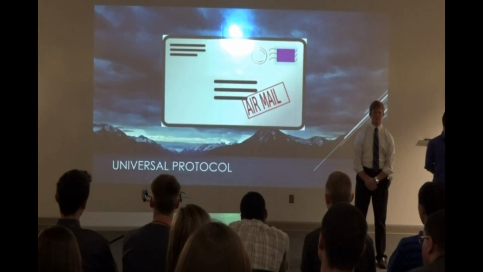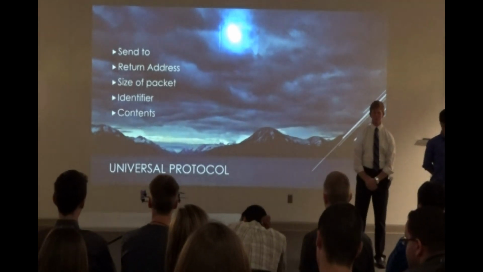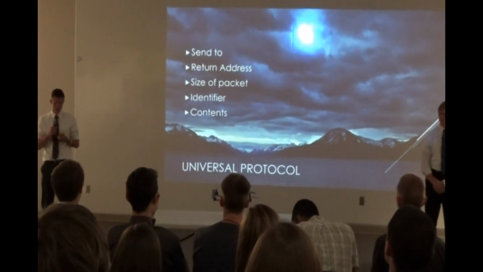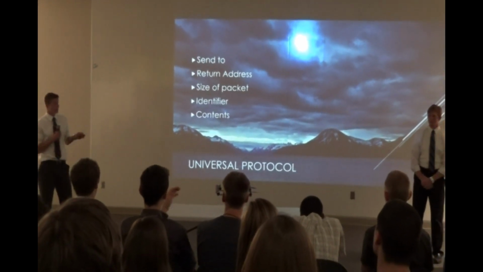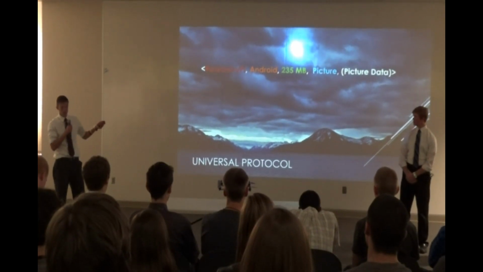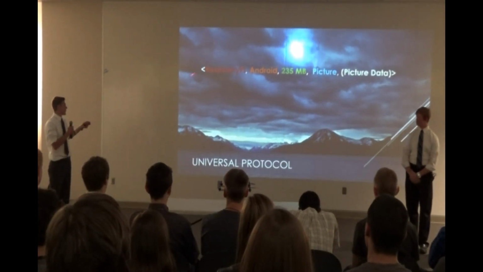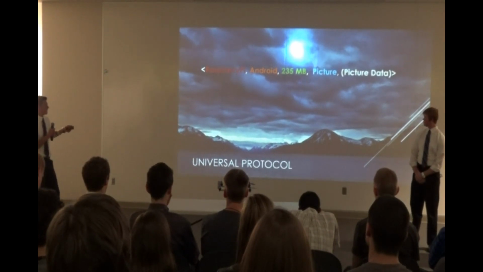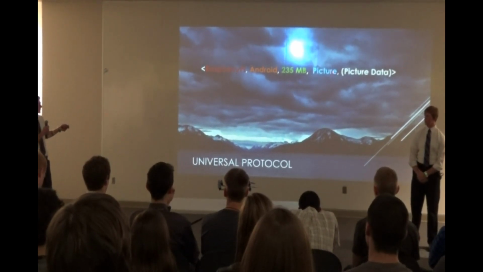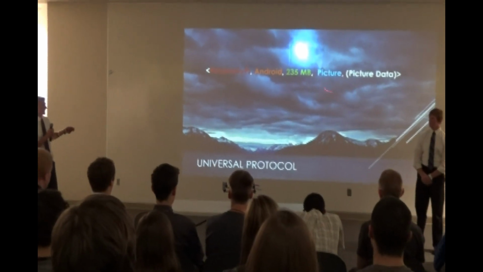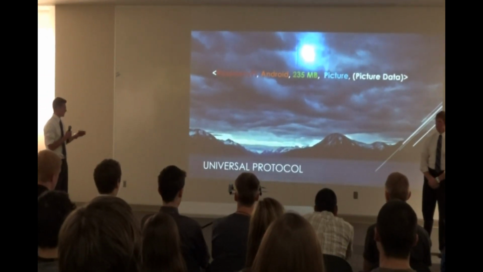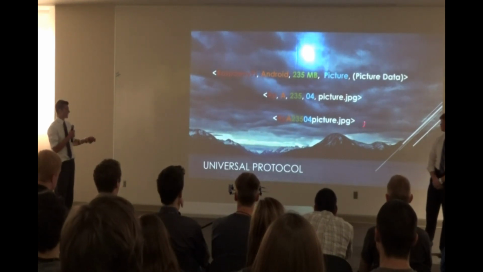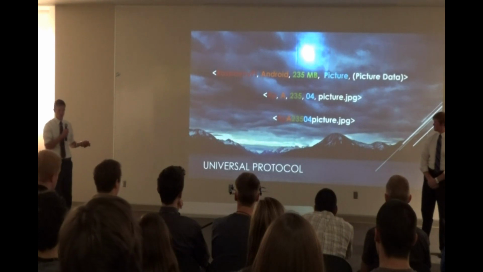So I modeled it off of this, where you have the send to, the return address, the size of the packet, an identifier of what's in the packet, followed by the content. These are sent across as strings. They start with a caret, and say we send to the Raspberry Pi from the Android, the size of what we're sending, and then the data that we're sending. These are just examples of how these get broken down and what actually gets sent across the Bluetooth connection.